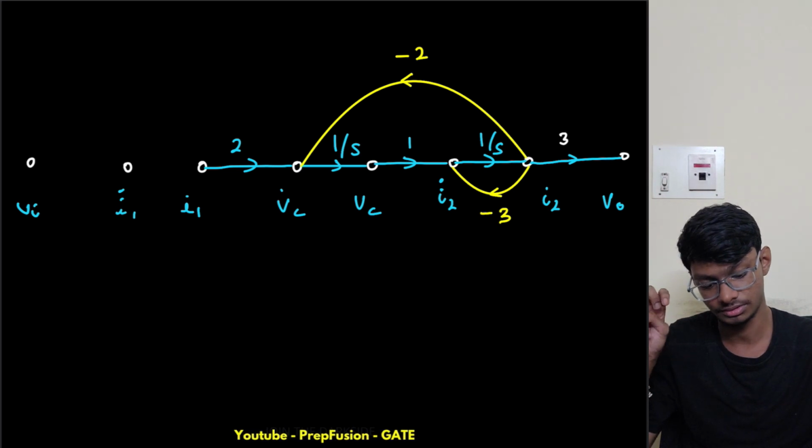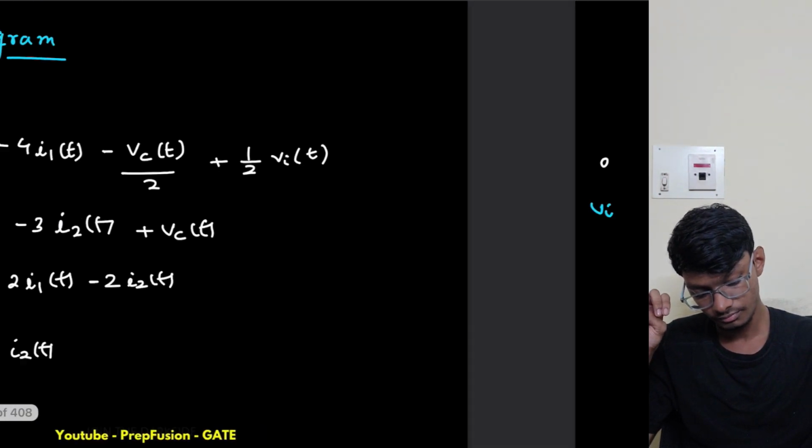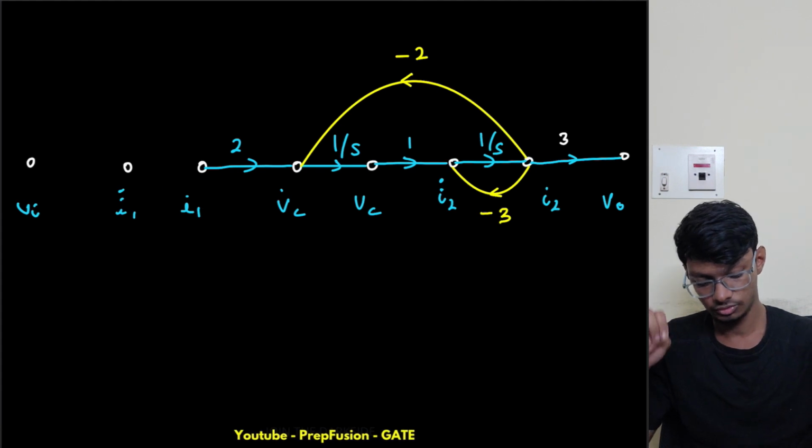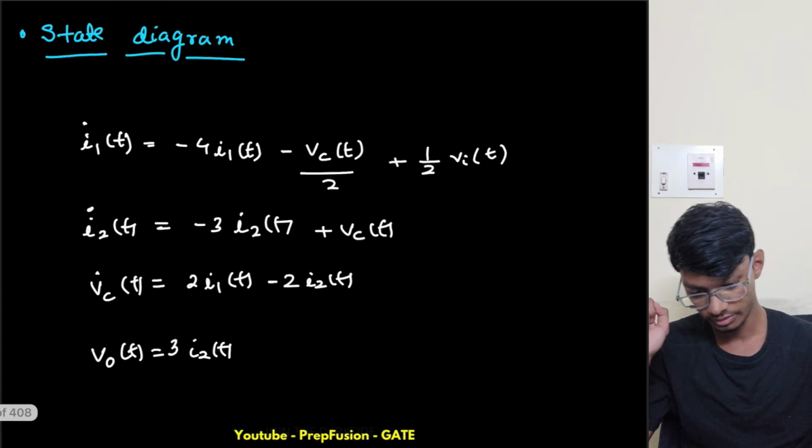Minus 2i2 and minus 3i2. Okay, so this is basically VC dot. Now I will write the equation. VC dot is finished. I will write it for i1 dot. So what is i1 dot equal to?